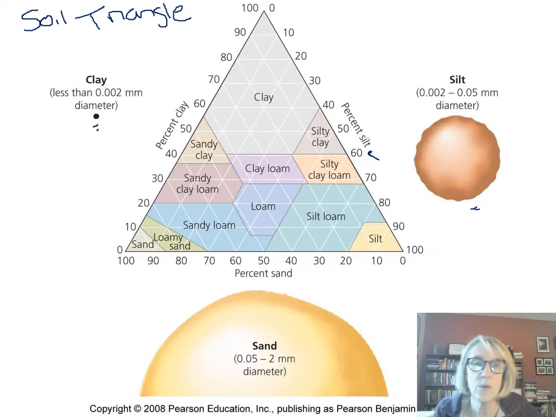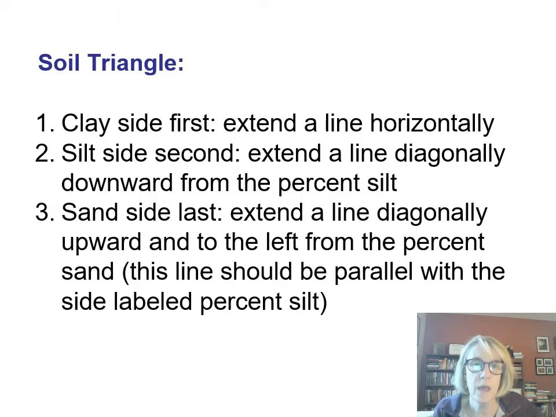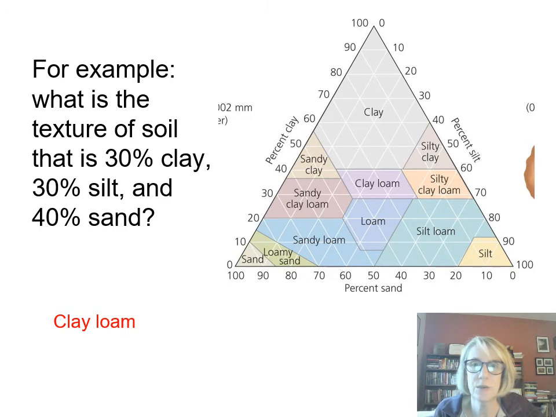And the way we use the soil triangle is first you start out on the clay side. That was the side on the left, and you're going to go straight across there. And then the silt is on the right. You go diagonally down from the silt and then diagonally up from the clay. And where those lines intersect is the type of soil you have. All right, so let's do an example.